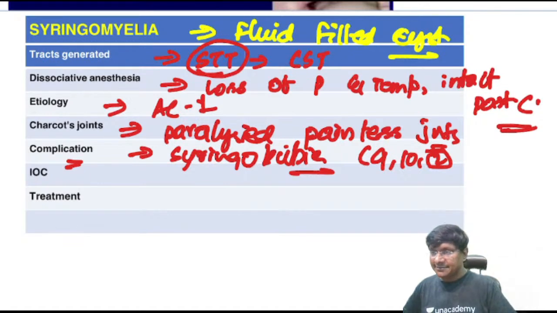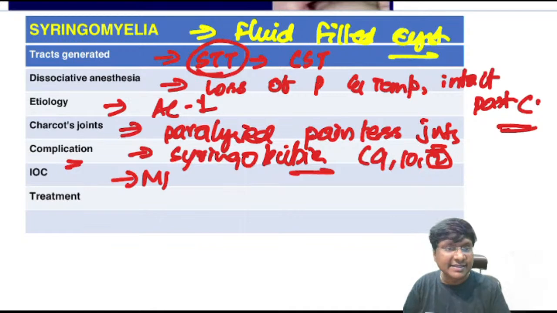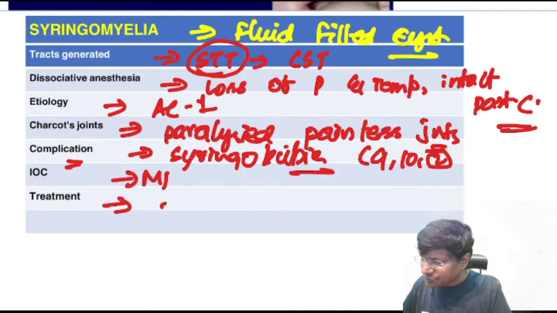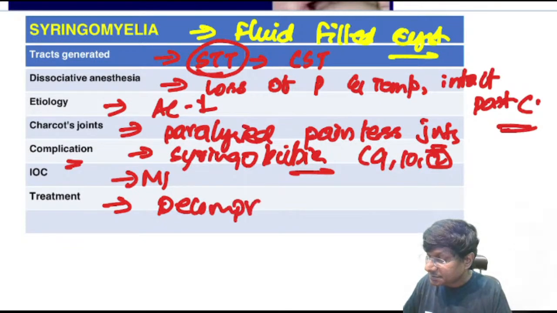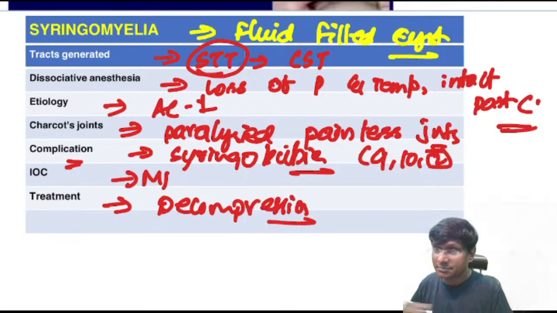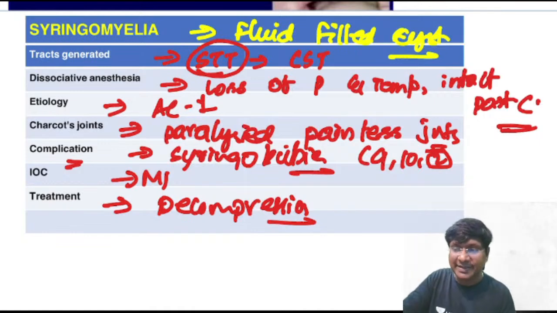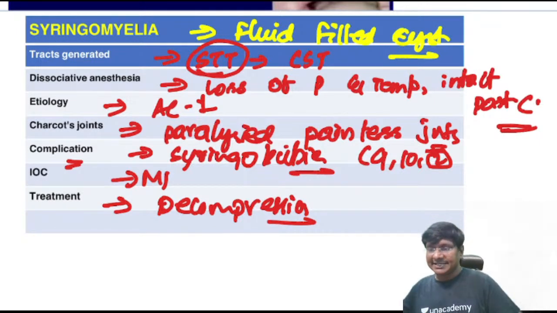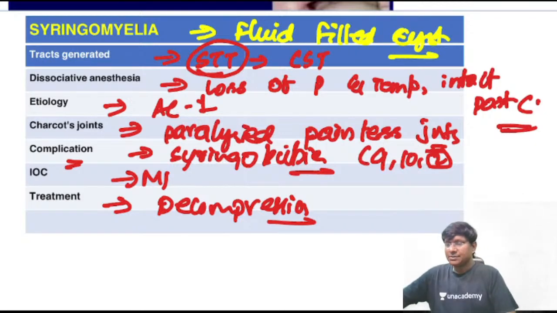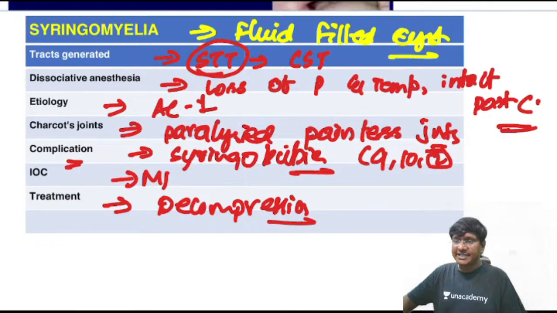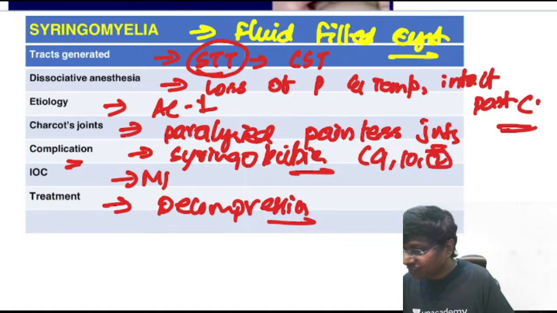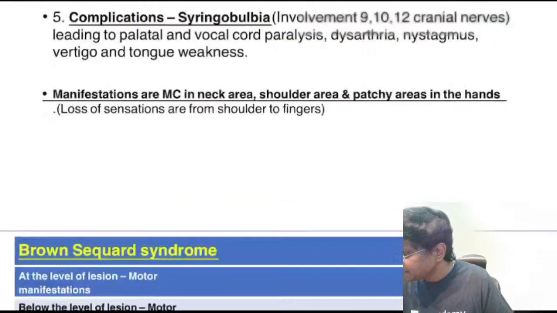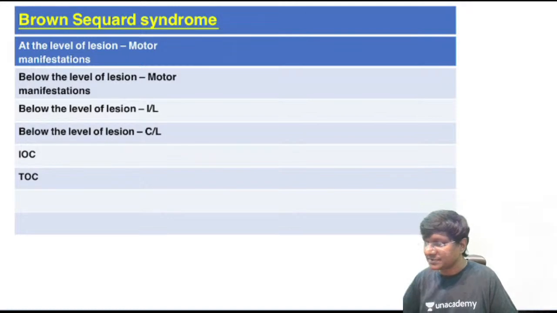Okay, right. Then coming to the investigation of choice for syringomyelia, that will be MRI. And what will be the treatment of choice? The treatment of choice will be decompression. Right? Treatment of choice will be decompression. Okay, so that is syringomyelia, where you have dissociative anesthesia. Right? Now we'll move on to the next important spinal cord disorder, that is Brown-Sequard syndrome.